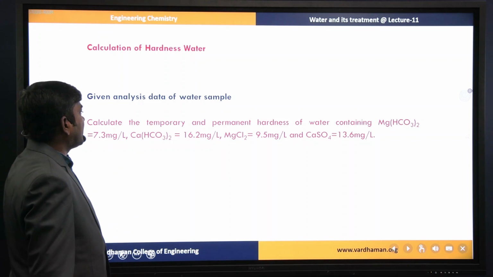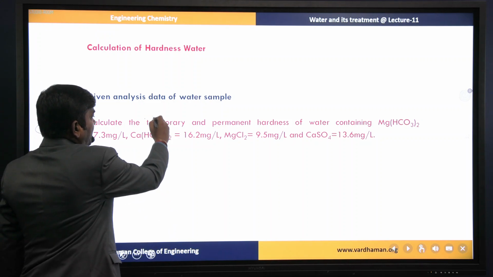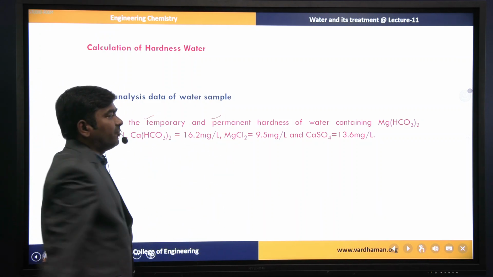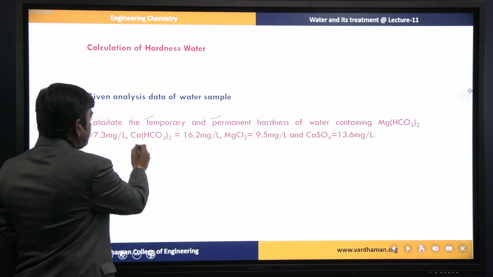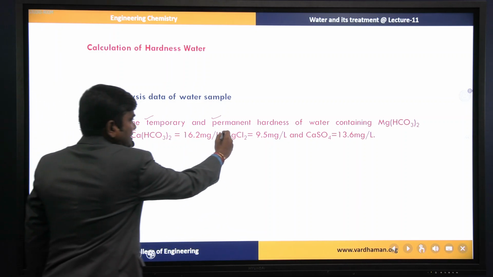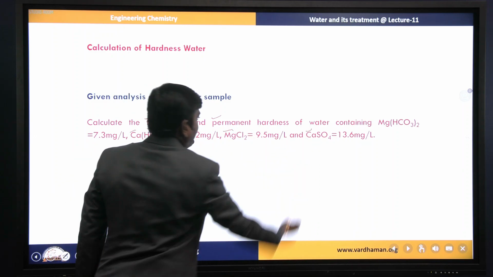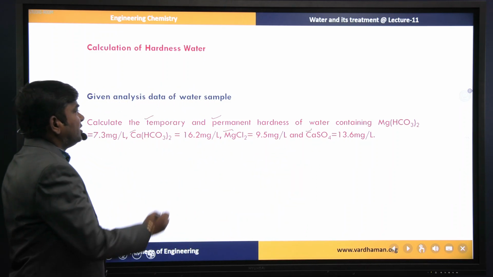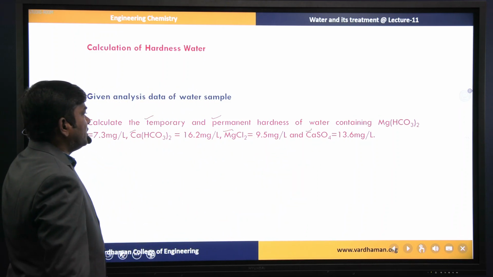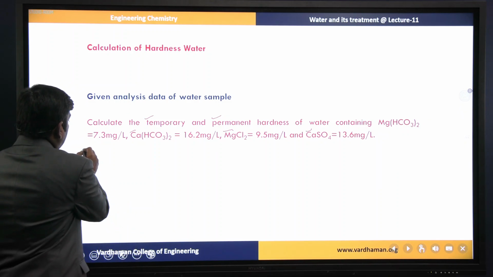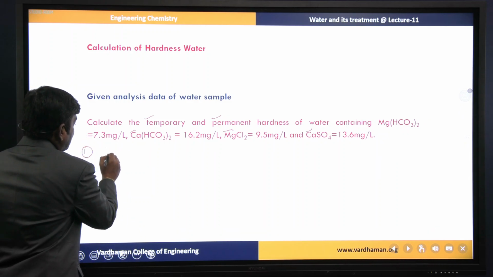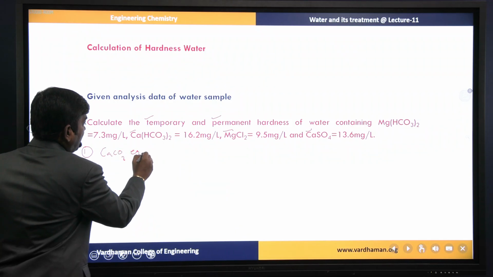So here you can observe: calculate the temporary and permanent hardness of water containing the following salts. Magnesium bicarbonate, calcium bicarbonate, magnesium chloride and calcium sulfate are given, and their weights are given. First we need to convert these weights into calcium carbonate equivalent weights, right?